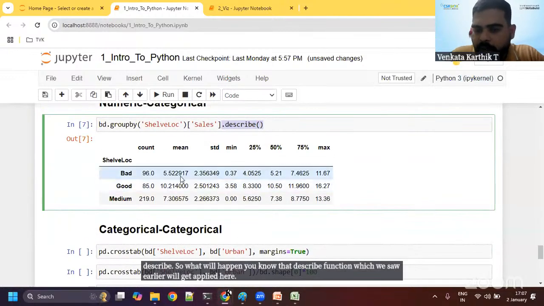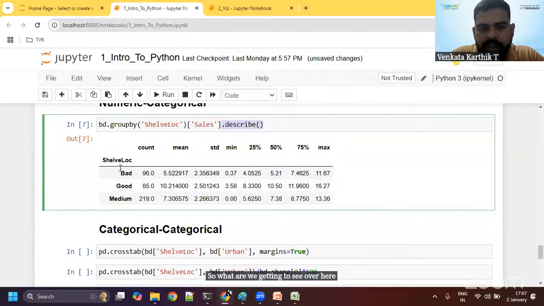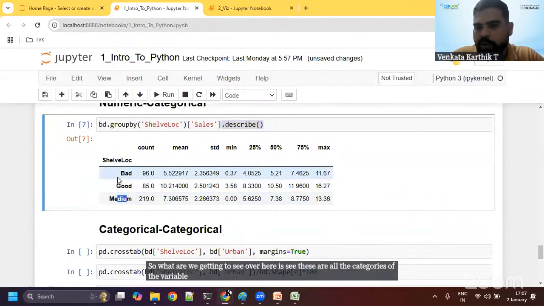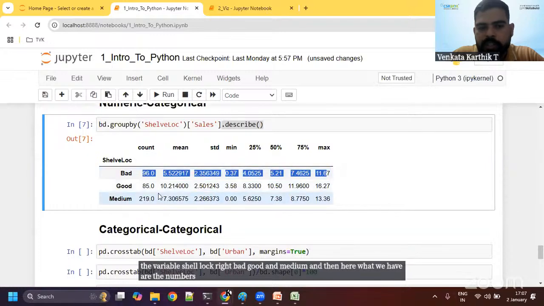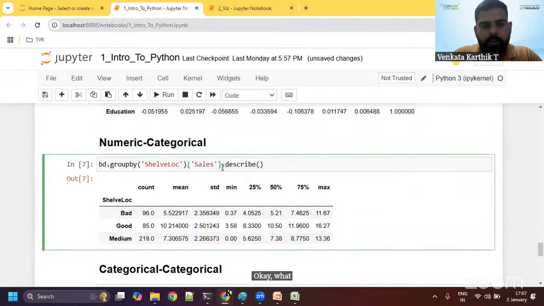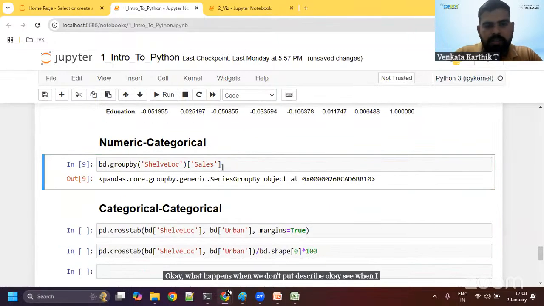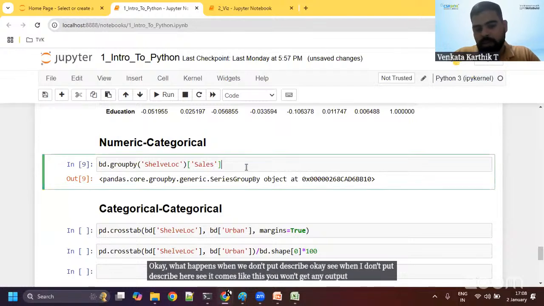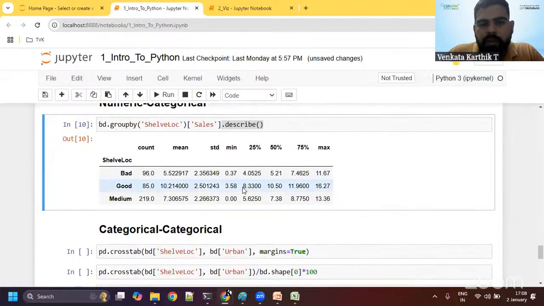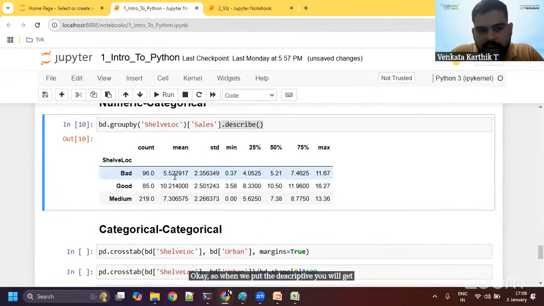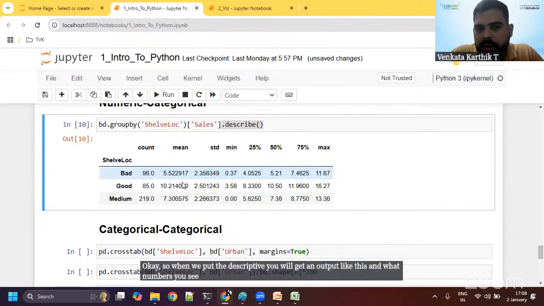So what we are seeing over here are all the categories of the variable shelf block: bad, good, and medium. And then here we have the numbers. What happens when we don't put describe? See, when I don't put describe here, it comes like this. You won't get any output. So that's why you need the describe here. When we put the describe, you will get an output like this. And the numbers you see here are nothing but the sales related numbers.